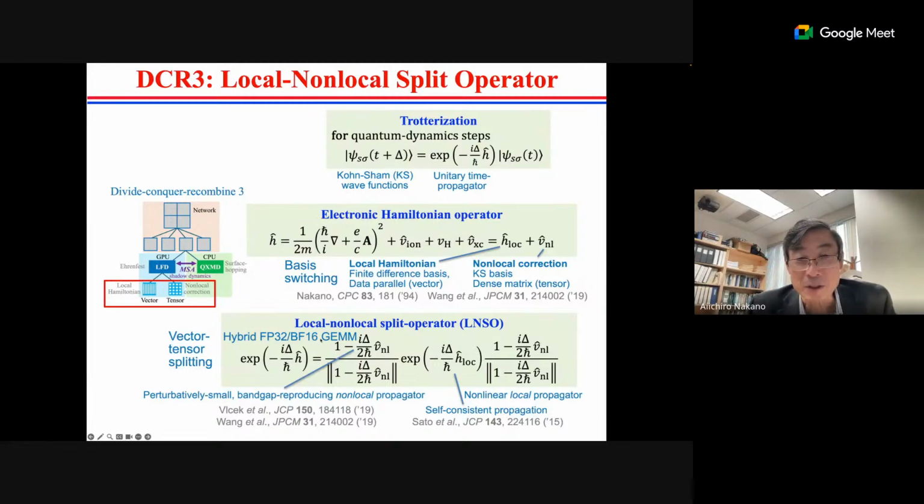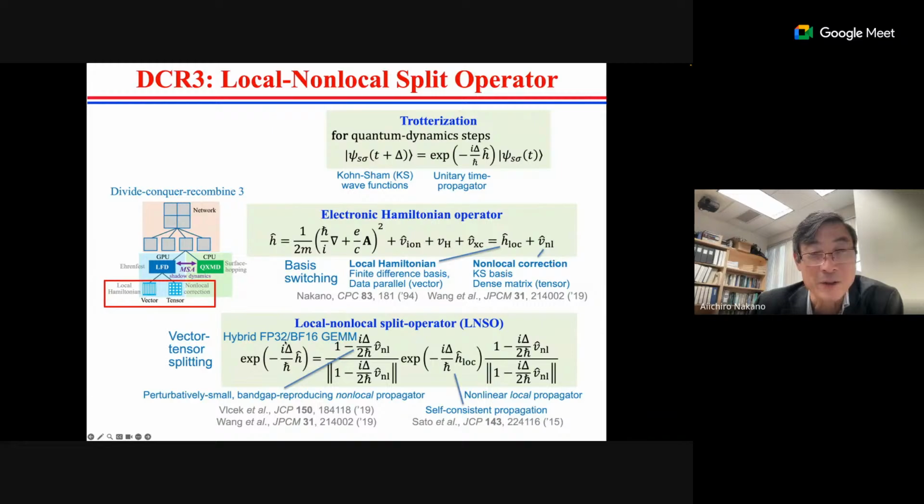In our so-called local non-local split operator approach, the local part is actually nonlinear. That means the operator depends on the wave function itself, so we need to use something called self-consistent propagation. But more interesting is that the non-local correction is perturbatively small. And also the leading energy term is reproduced exactly, so that we can afford even lower precision.